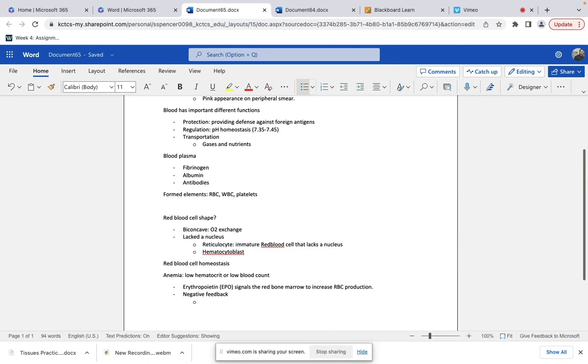So EPO increases red blood cell production and reaches homeostasis via negative feedback. Okay. Just want you guys to be aware of the whole mechanism of erythropoietin stimulating red blood cell production. Then once we have enough red blood cells, it then shuts it off via negative feedback. Cool.